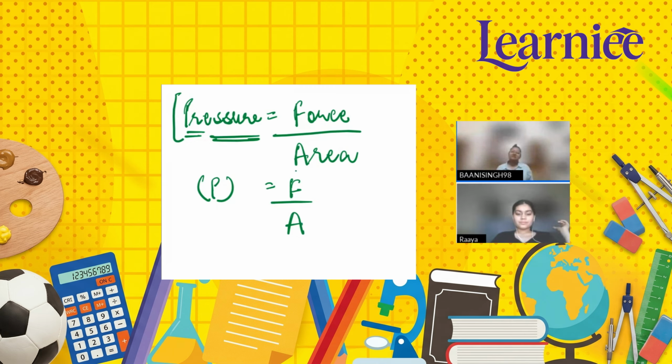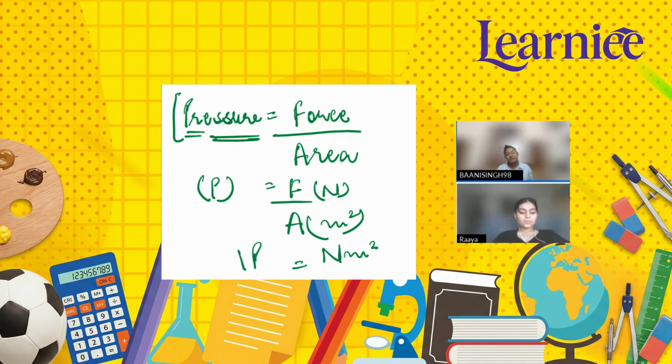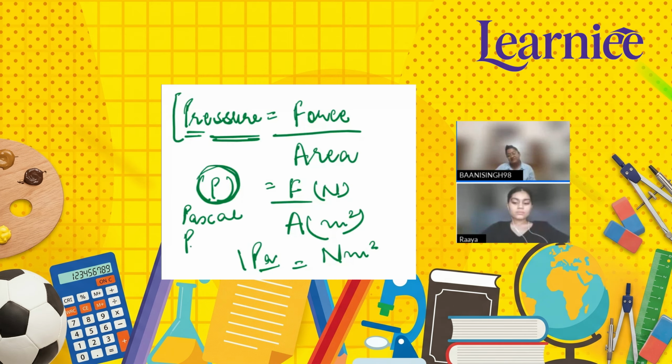And what are the units for it? For force, it is always Newton. For area, it is always meter square. So 1 Newton per meter square forms 1 Pascal. Got my point or not? Okay, yes, ma'am, got it. So the international system unit for the pressure parameter is what? It is the Pascal. In short, it is written as PA, capital P, small a.